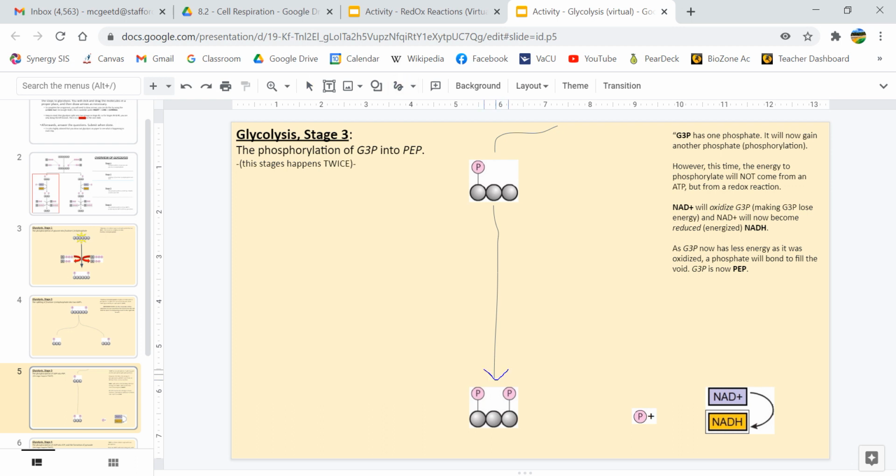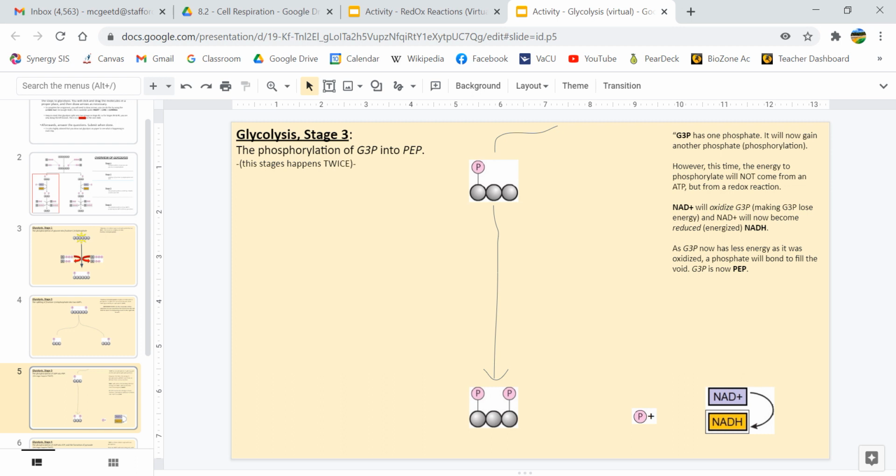Not sure why the scribble tool wasn't working quite there, but to do it this time, we could use another ATP and add a phosphate, but the problem is we wouldn't really be getting any energy if we did it this way. Because if we keep spending ATP, we're never going to make ATP.